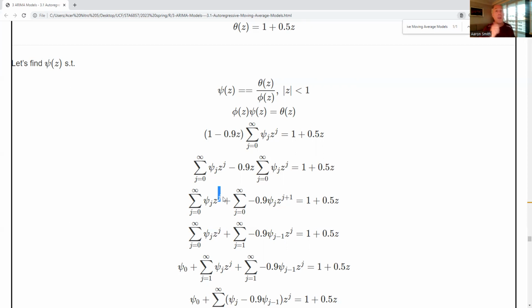Then I'm going to group like terms off of z, which is the variable. After I do that, I'm going to compare to the right-hand side. So notice what I do. Here I have j plus 1. Here I have a j. So I reduced it by one. I've reduced the index by one. Here I have a j. I have a j minus 1. I reduced the index by one.